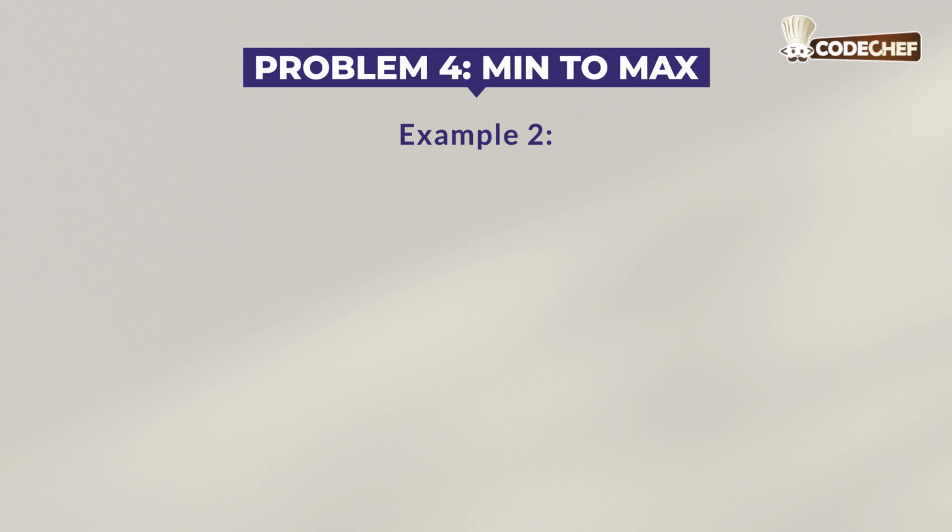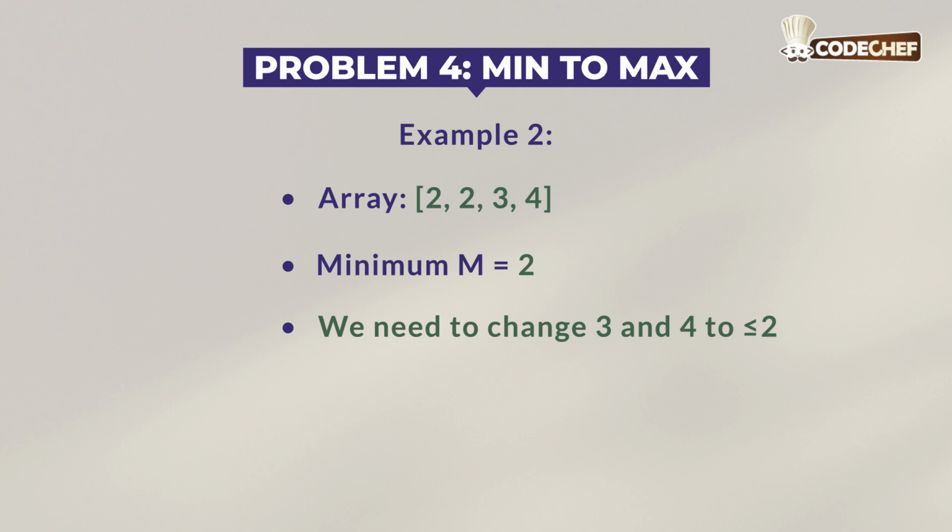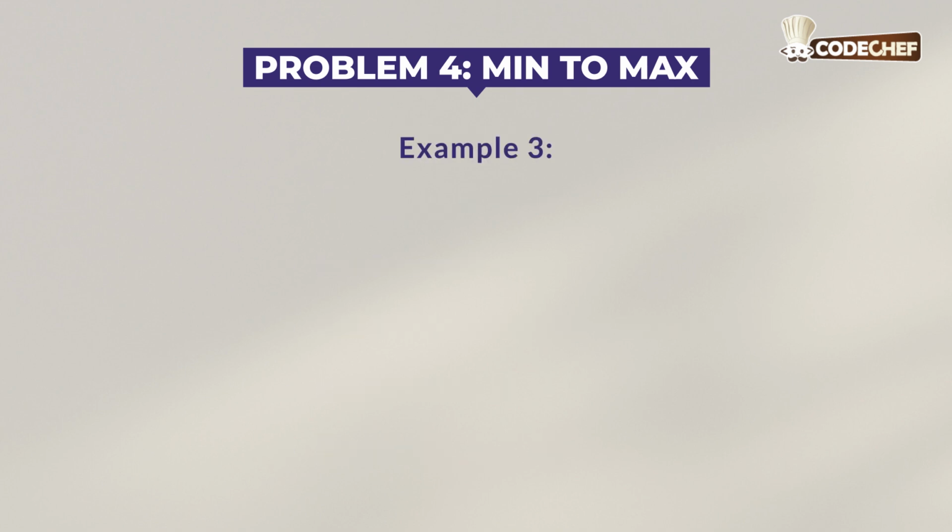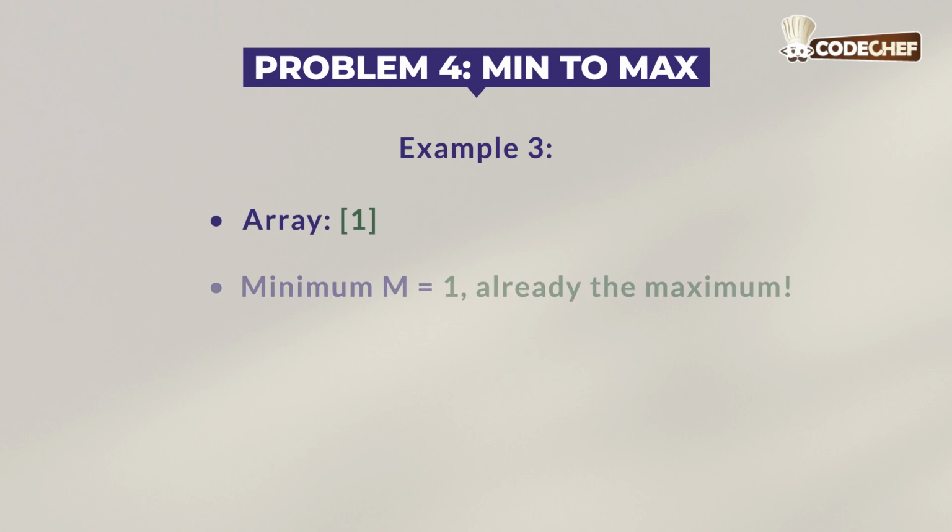Example 2, array 2, 2, 3, 4. Here we have minimum m, we found it to be 2. We need to change 3 and 4 to less than or equal to 2. We have two operations and we get the result of 2, 2, 2, 2. Example 3. Array 1. The minimum already is 1 and it's already the maximum.